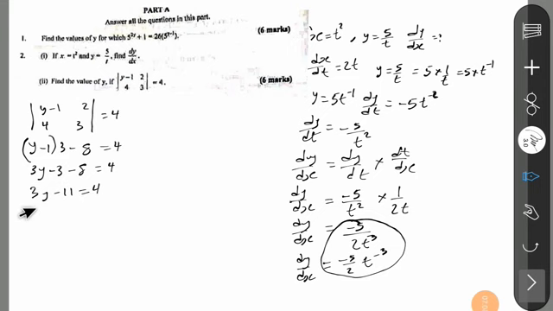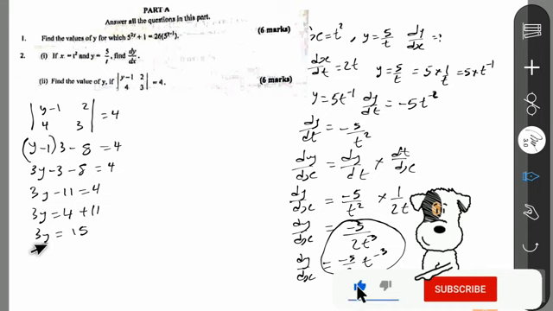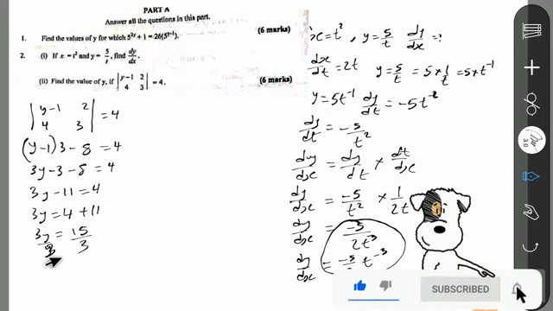When you collect like terms, we have 3y equal to 4; take this minus 11 to this side, that gives us plus 11. Now add it together: 4 plus 11 gives us 15. So 3y is equal to 15. Now to get the value of y, divide both sides by 3.